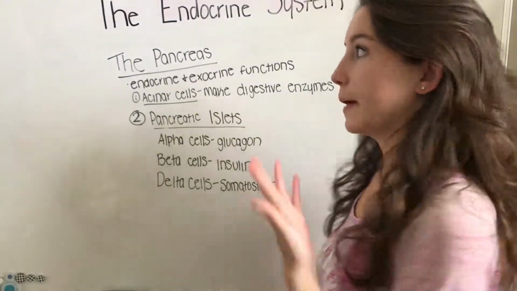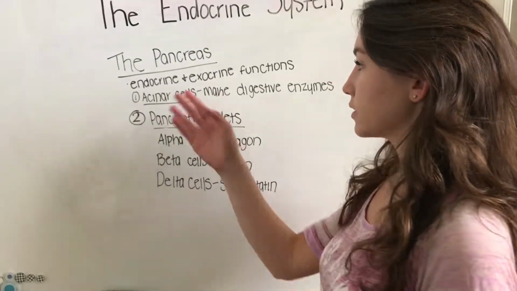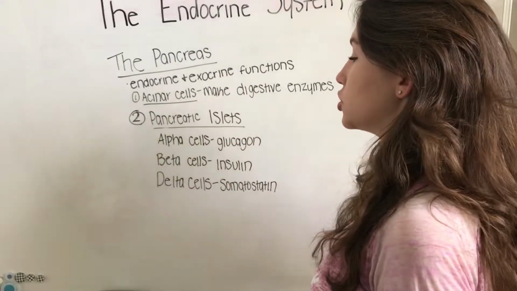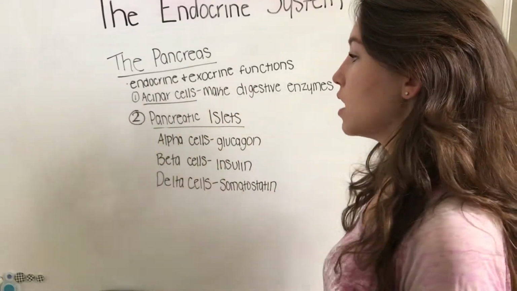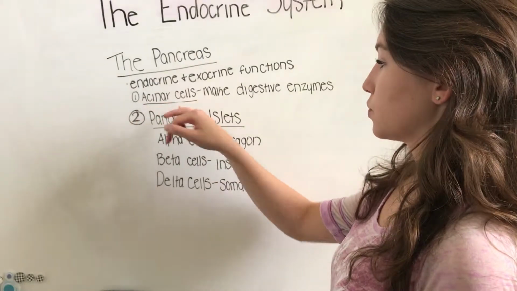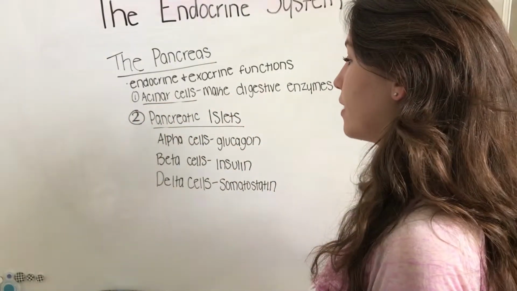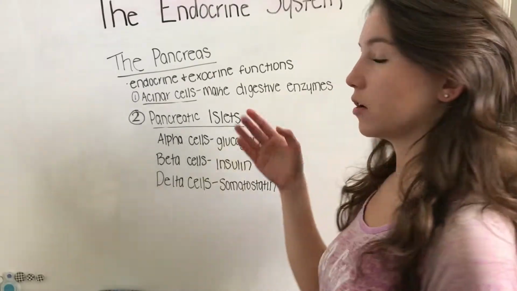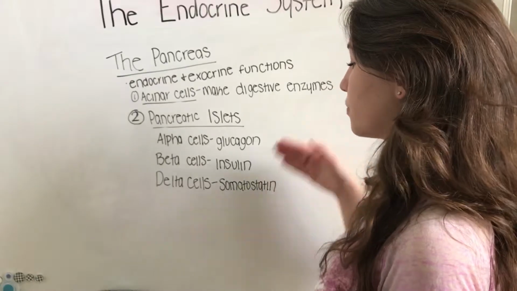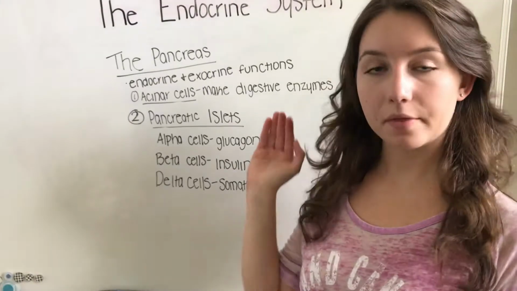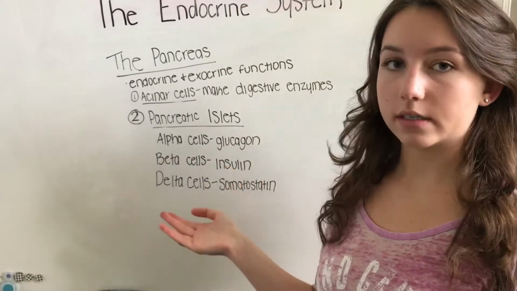Now I'm going to talk about the pancreas. The pancreas is very important for our bodies, and it has both endocrine and exocrine functions. So there are two basically main parts of the pancreas that you need to know. The first part is acinar cells, which help make digestive enzymes for the body, and then also pancreatic islets, also sometimes called islets of Langerhans. So there are three different types of cells that are made within the pancreatic islets. So alpha cells, beta cells, and delta cells.